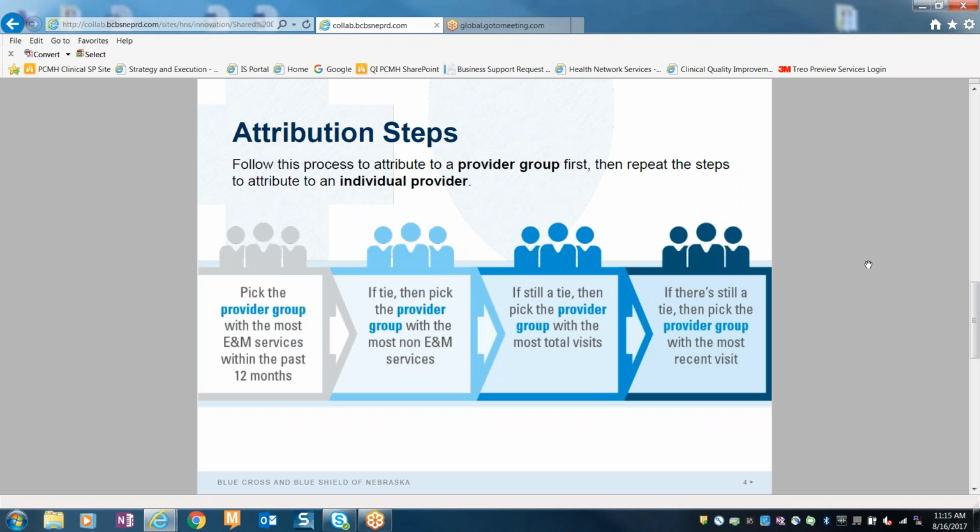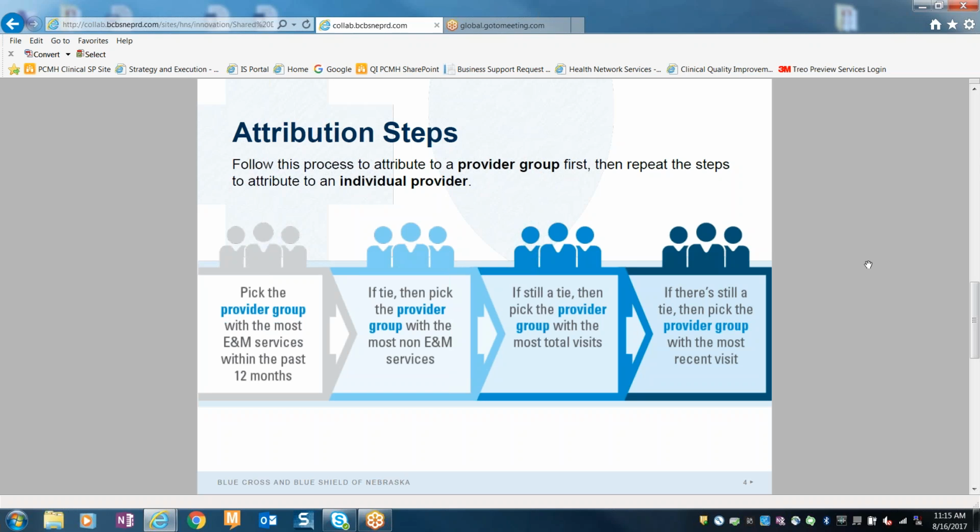So then what we do is we go through that process and we've attributed to a provider group, right? We've identified clinic ABC has attribution for this member because they have the most E&M services within the past 12 months. So then what we will do is we will look within that clinic to determine attribution to a specific primary care provider within that clinic.